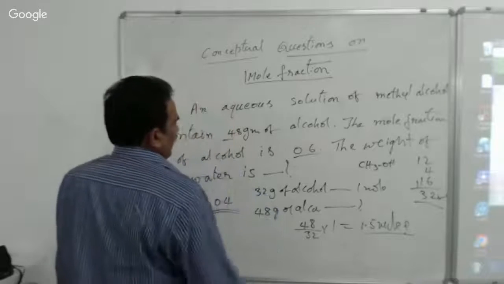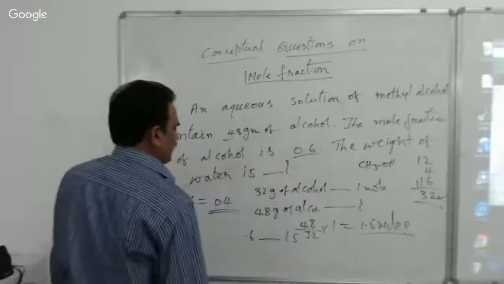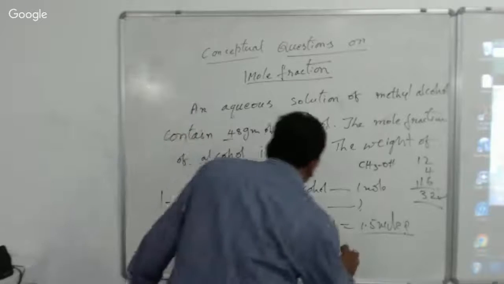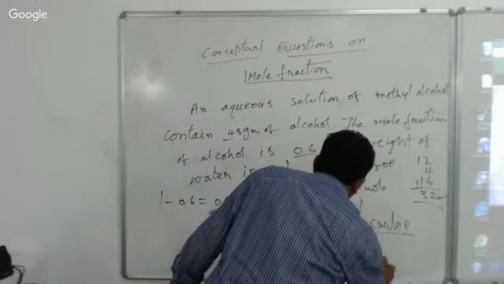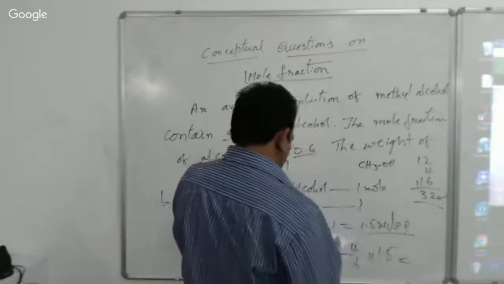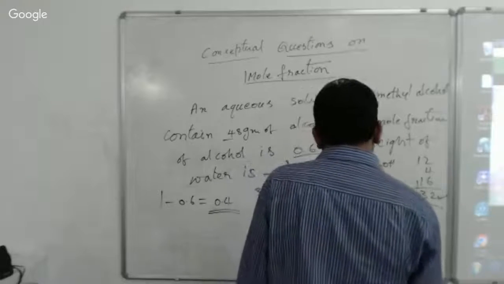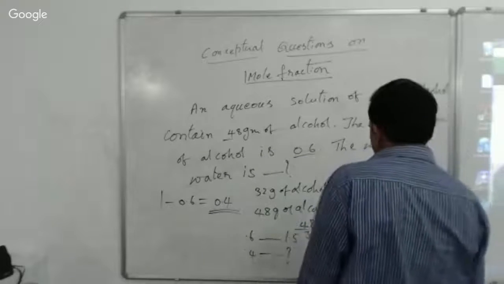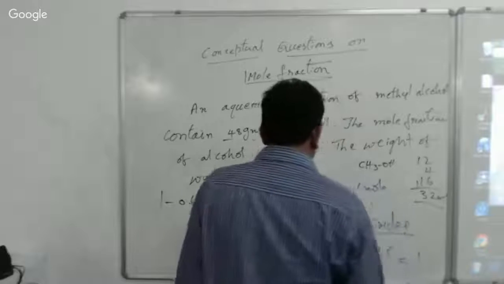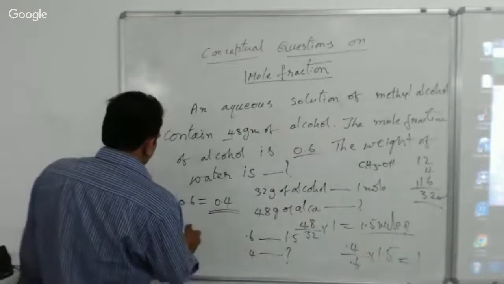Okay. So if 0.6 is a mole fraction which is equal to 1.5 moles, then 0.4 is a mole fraction which is equal to how many moles? So it is 0.4 by 0.6 into 1.5. This gives the moles of water. Can you please calculate how much it comes out? 4 by 6 into 1.5 is nothing but 1. So, 1 mole, and 1 mole of water is nothing but 18 grams.